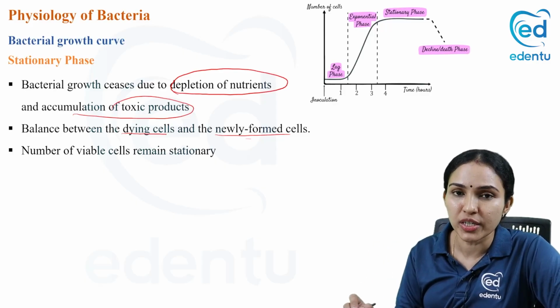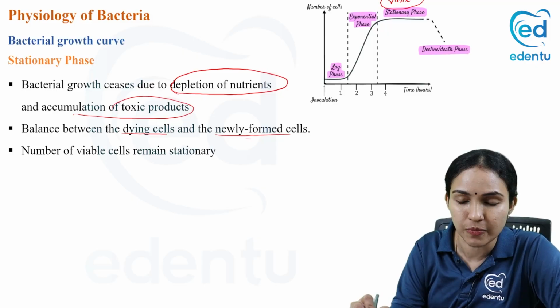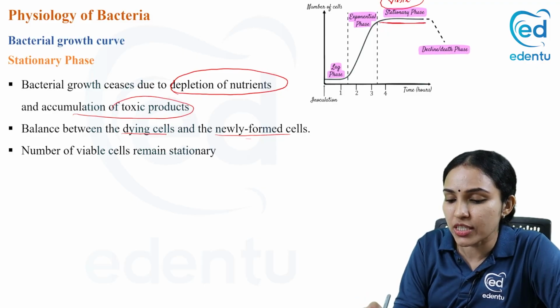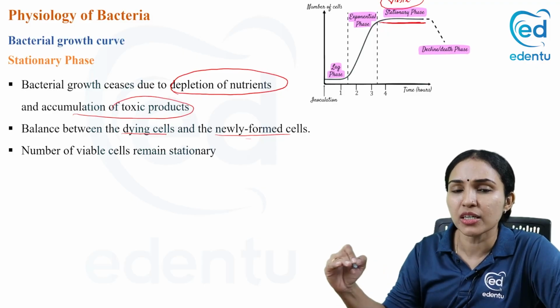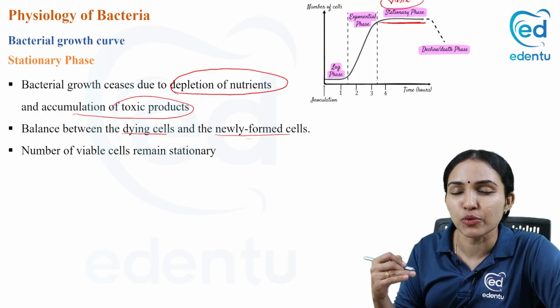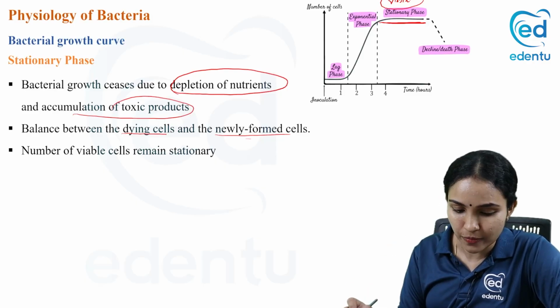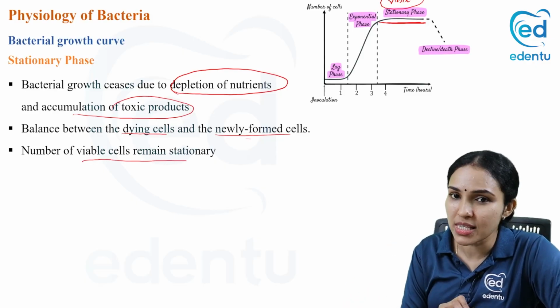So in effect, what happened when you plot the number of viable cells? I'm telling viable cells, that means we are noting only the live cells. You get a stationary state. The viable count is not increasing. Why is it not increasing? The number of cells dying is equal to the number of new cells produced. So that is called the stationary phase. So the number of viable cells will remain stationary.